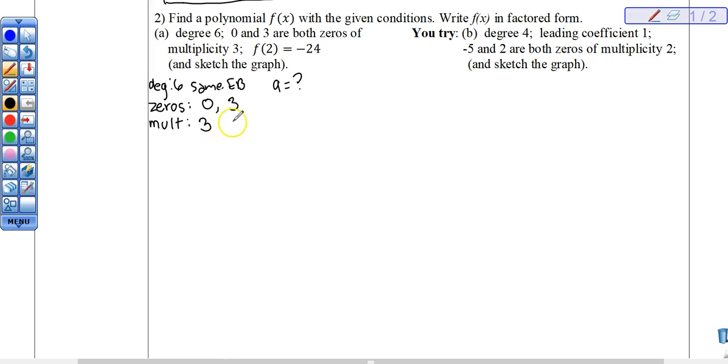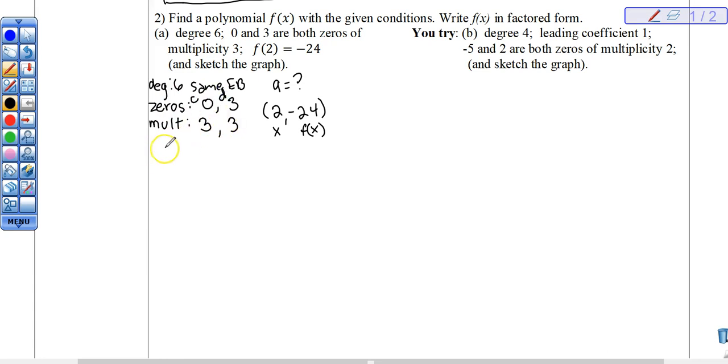And this 0, 3 has a multiplicity of 3. So that means that when I do my graph, the graph is going to pass through that 0, but it's going to get flat near the 0, like I showed you a little bit earlier. And we have a point here, and our point is 2, negative 24. So that's our x and our f of x. And I guess I'll just call 0 my c and 3 my d.